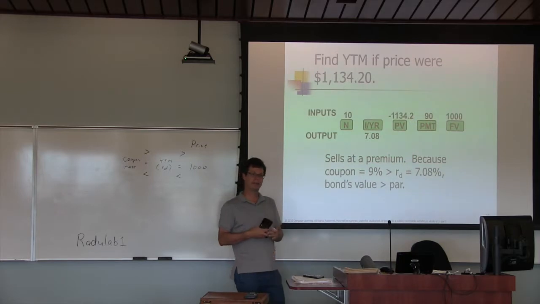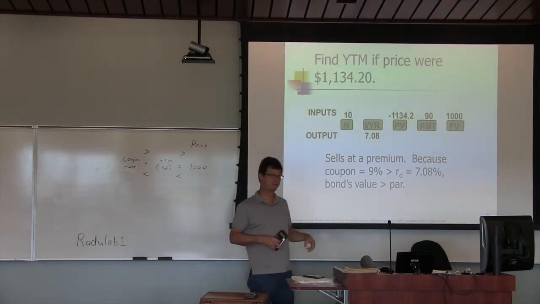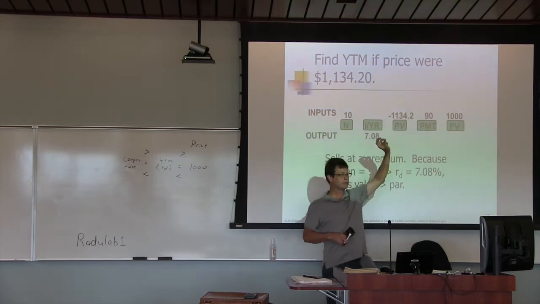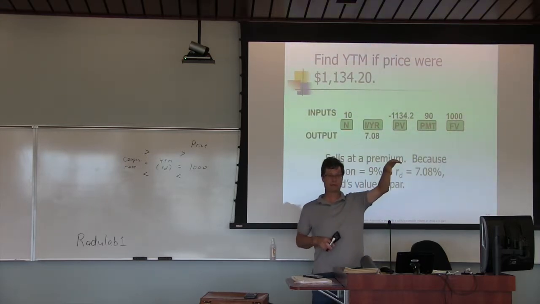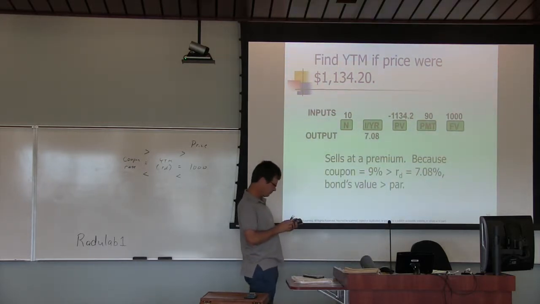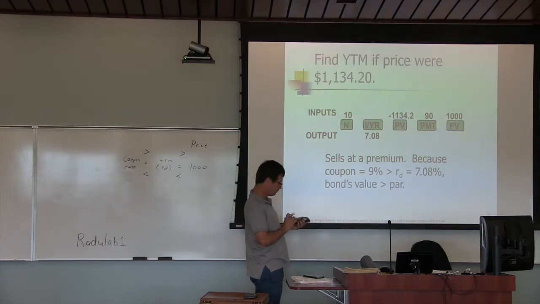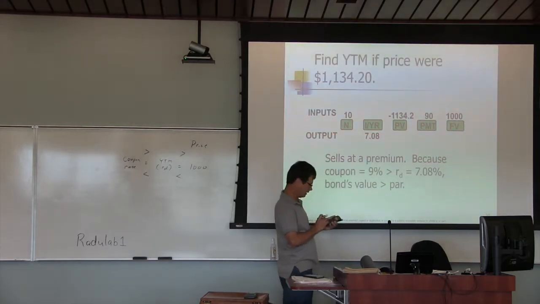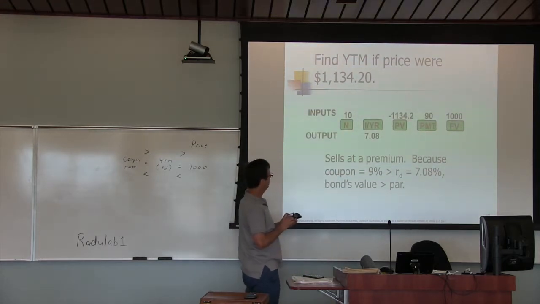Remember, for financial calculator purposes or timeline purposes, you would think of that as a negative, right? Because that's a cash outflow from your perspective. You'd be paying for that. So you put down the minus $1134.20 as the PV. 9% coupon rate on this, giving you $90 payments, 1,000 face value, 10 for N.